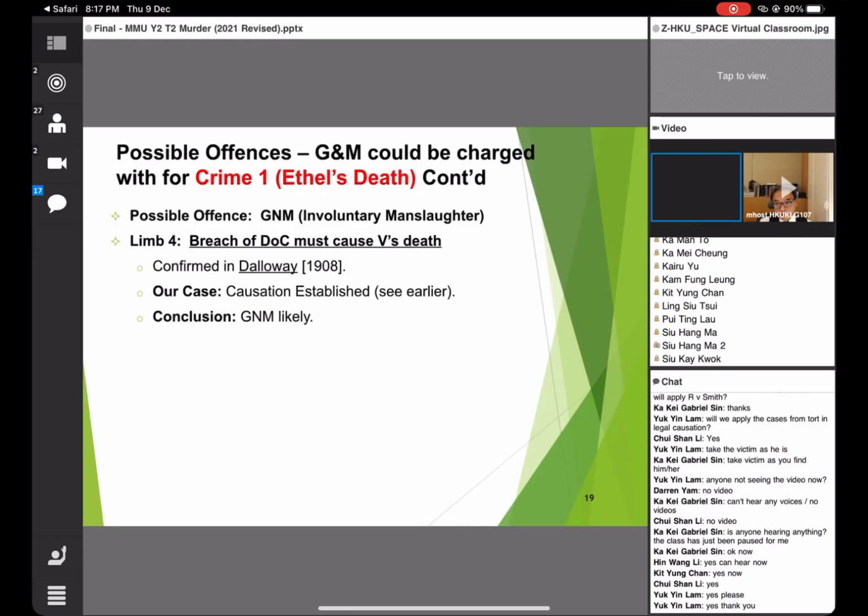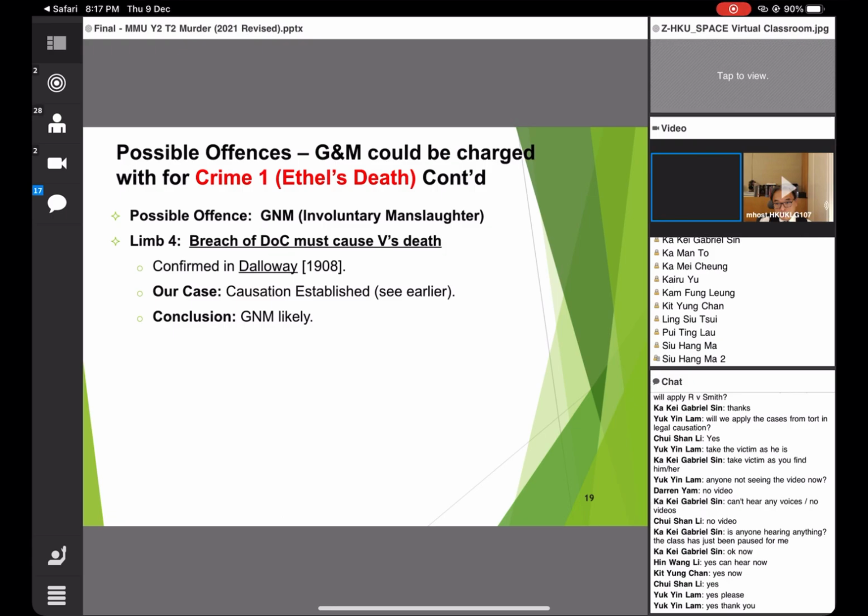If I move on to the next one, limb number 4, remember we have 4 limbs. The breach of the duty of care must cause the victim's death. The case for that is Dalloway, 1908. This is confirmed in Dalloway. And in our case, remember, legal causation, factual causation, from day one we have already established. So causation has already been established.